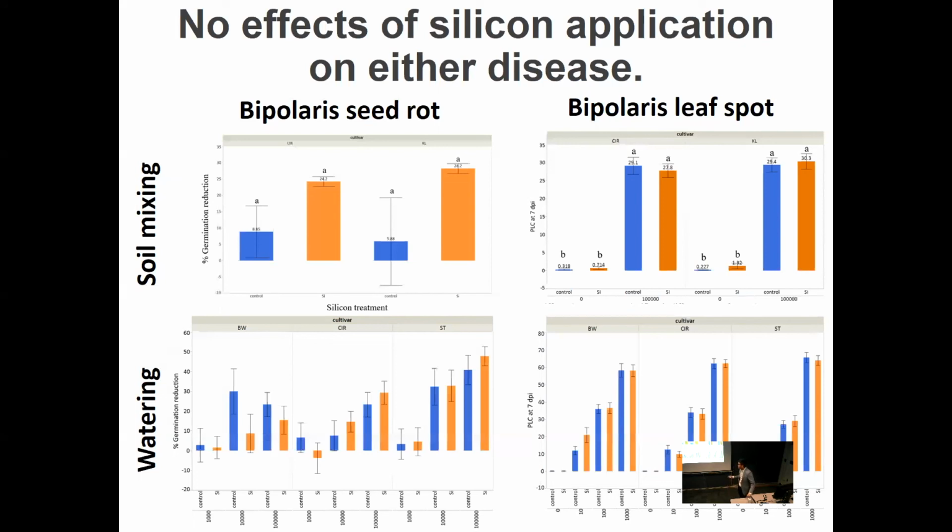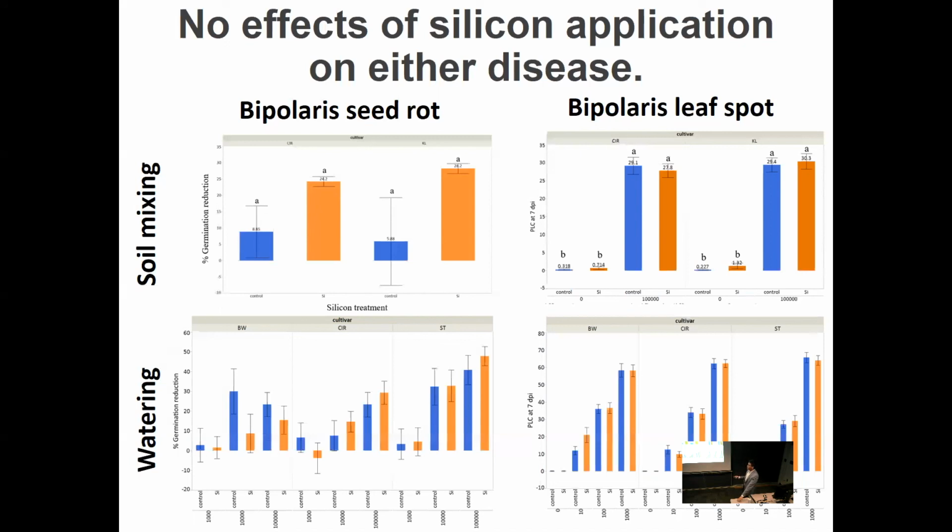I tried to mix the silicon powder with the soil and just plant switchgrass there, and test the Bipolaris seed rot and the Bipolaris leaf spot. There's no significant effect on that. The yellow bar here represents the silicon one and the blue bar is the control one. Even though it looks significantly different, when we test statistically, there's no significant difference.